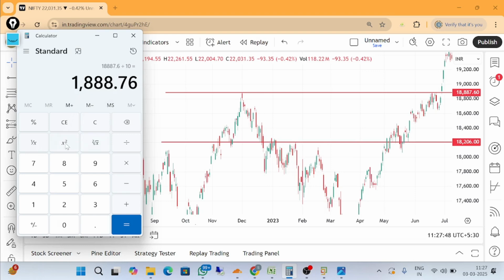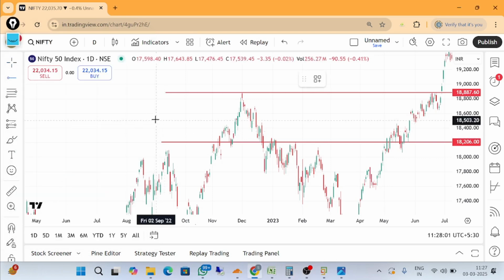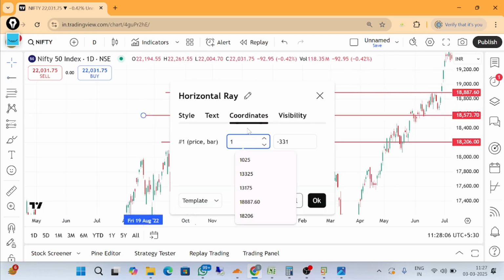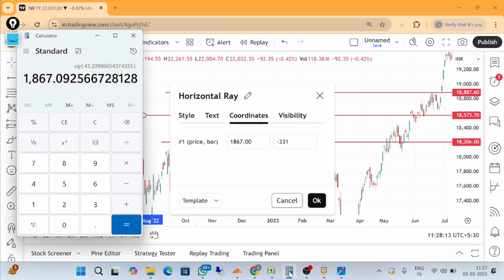So the square root of 1888.76 minus 0.25, squared, gives 1867.09. Now see, 1867.09. Sorry, what's the number? 1867.09. So multiply it by 10 to make the number. So 18670.